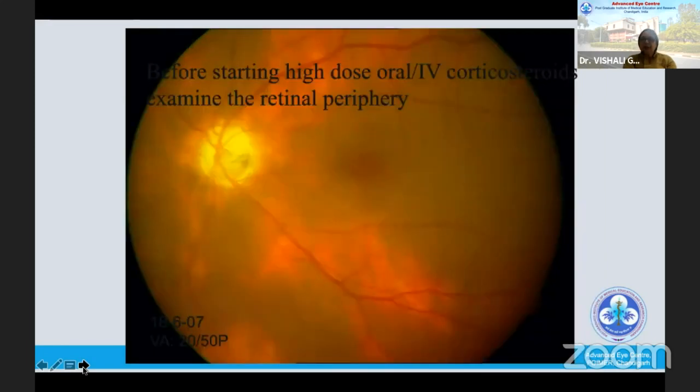So my only message I would like to give is, before starting high-dose IV corticosteroids, like you check for your blood sugar or the blood pressure of the patient, please also make sure that you have examined the retinal periphery in detail, because these cases don't happen every day, but even if they happen once in a lifetime, they teach you a lot of lessons to be followed for the rest of your life.